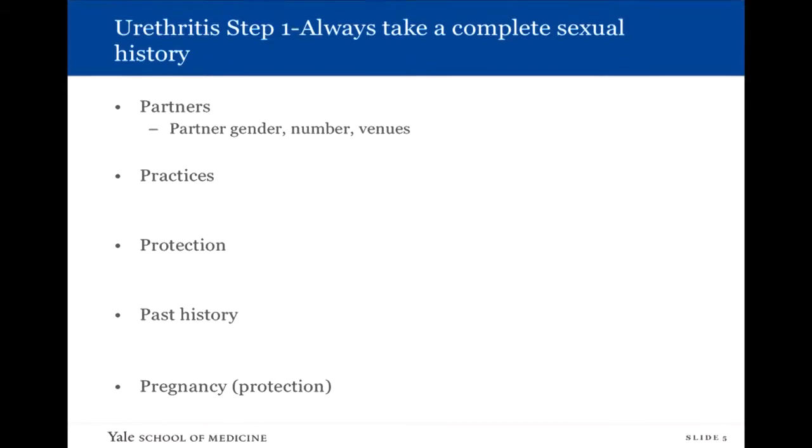So don't forget to ask about numbers and where they're meeting their partners. You want to make sure you ask when the last time they had unprotected contact was, because gonorrhea incubation period can be very fast as compared to Mycoplasma or chlamydia. Gonorrhea can have an incubation period of anywhere from 12 hours to up to a week, so it's shorter, whereas chlamydia and Mycoplasma is typically more like 7 to 21 days.